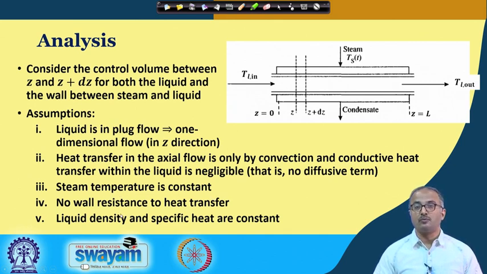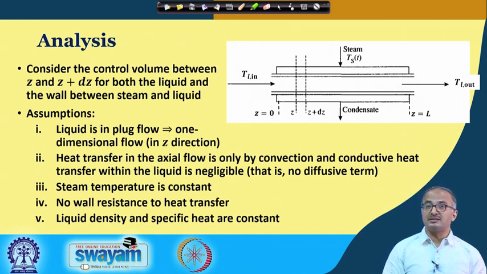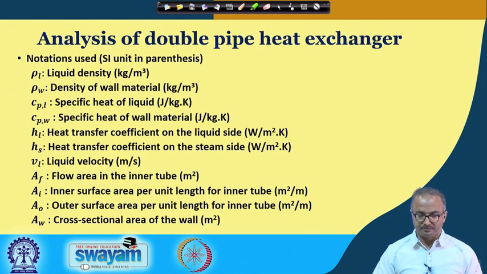And as I said, the wall is not offering any resistance to the heat transfer, and we are assuming the liquid density and the liquid specific heat remain constant. This particular assumption is not bad for liquids, because within some reasonable temperature difference the properties of a liquid do not vary drastically. But in case of gases, this will not be the case. In that case, you will have to take the variations of the properties with the pressure and the temperature.